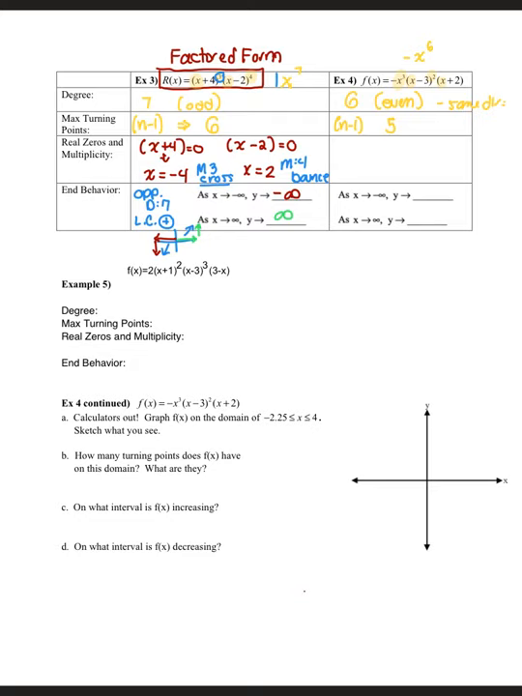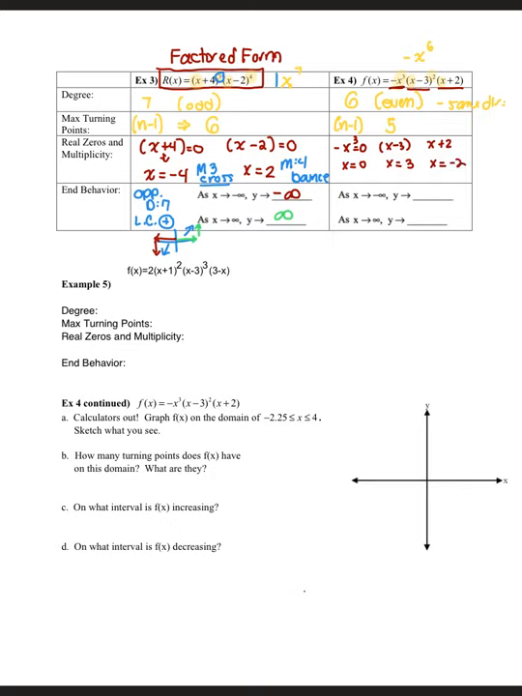Again, if we take each one of these linear factors, starting with this negative x cubed, that's going to give us one of the zeros. X minus 3, that's going to give us another one. And x plus 2, that's going to give us a third zero. If we set each of these equal to 0 and solve, we're going to get an x-intercept of 0, an x-intercept of 3, and an x-intercept of negative 2.